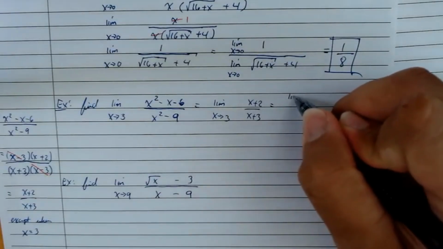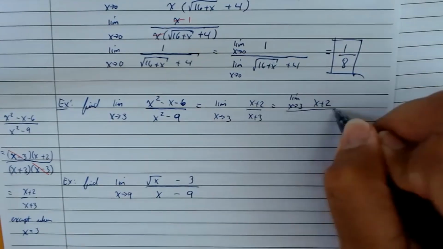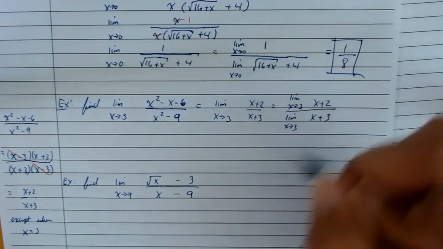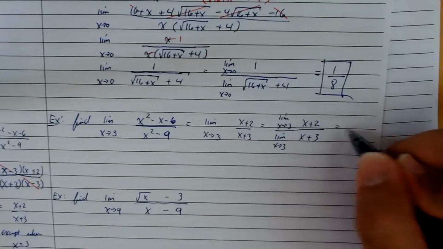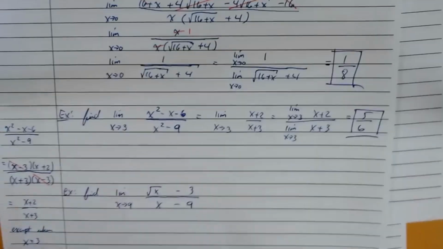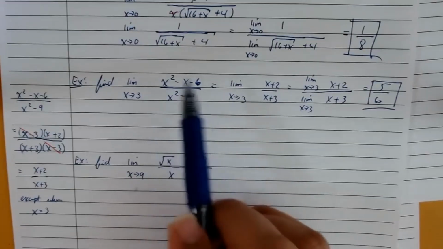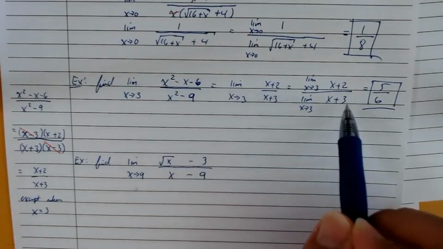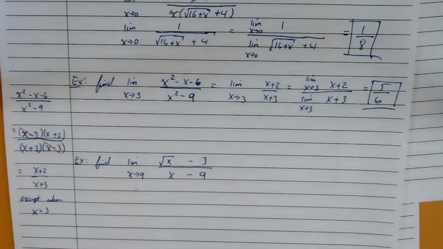Here that's going to be the limit as x approaches 3 of the top over the limit as x approaches 3 of the bottom. And since those are both polynomials, I can just plug in the number. 3 plus 2 is 5. 3 plus 3 is 6. And there's my result. If you tried to plug in 3 at the beginning, you would get gibberish. You would get 0 over 0. But if you factor and simplify, you're going to end up being able to plug in here after this simplification, giving you 5 over 6 as your result.